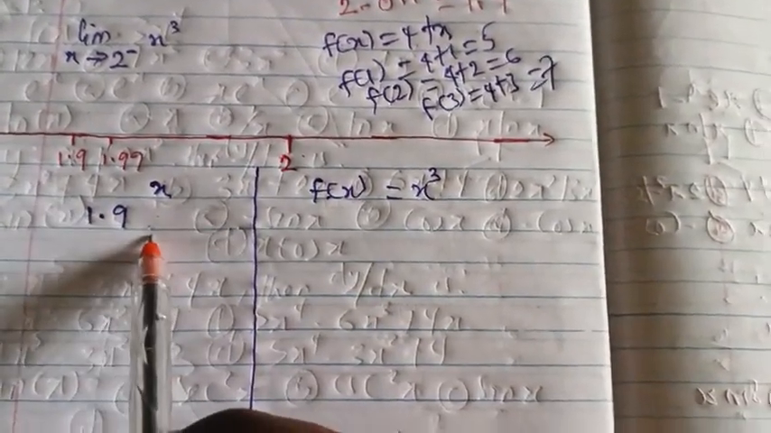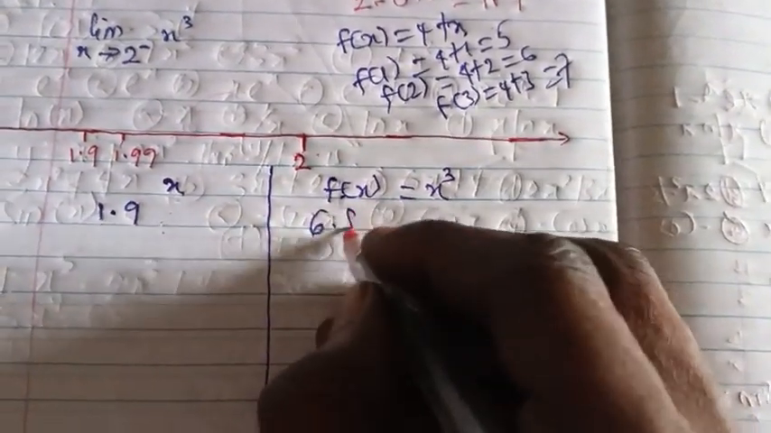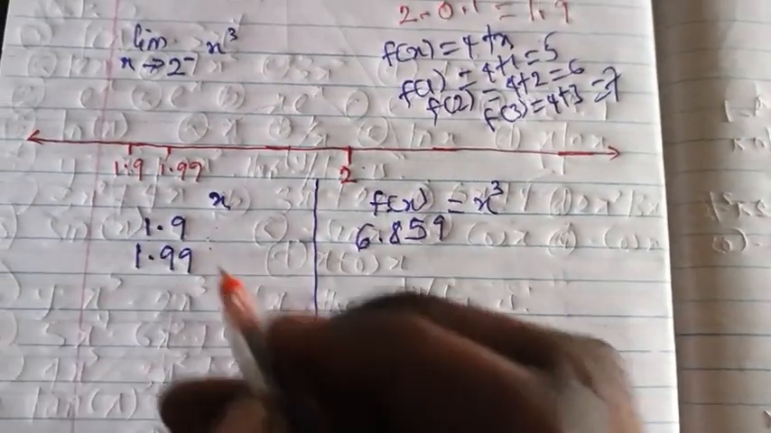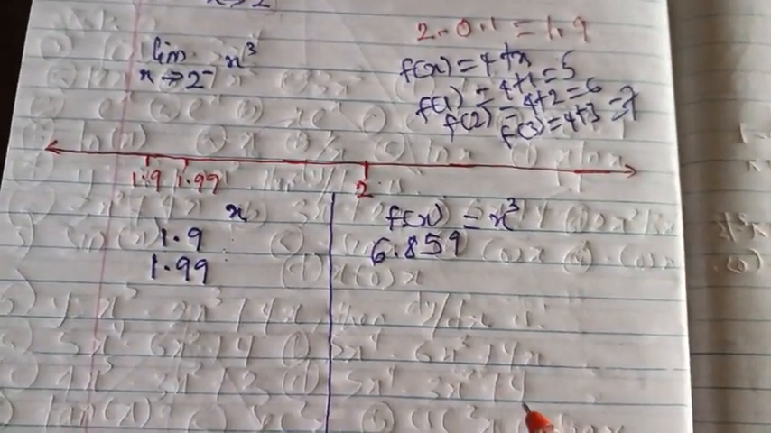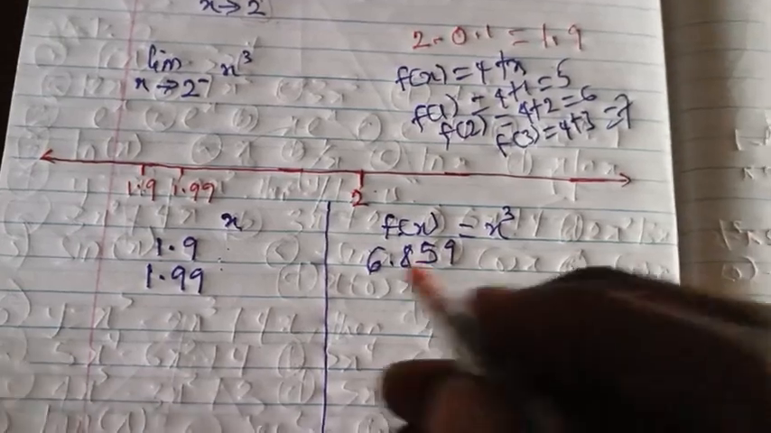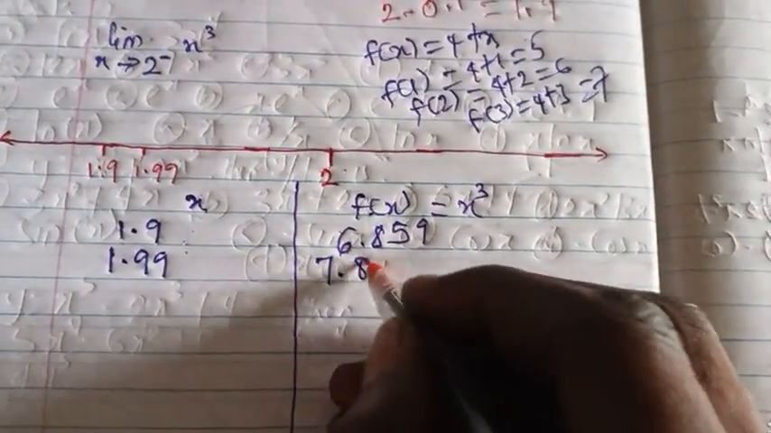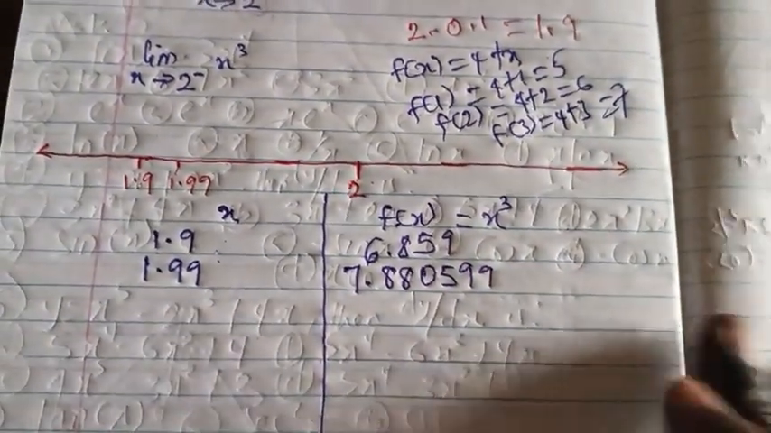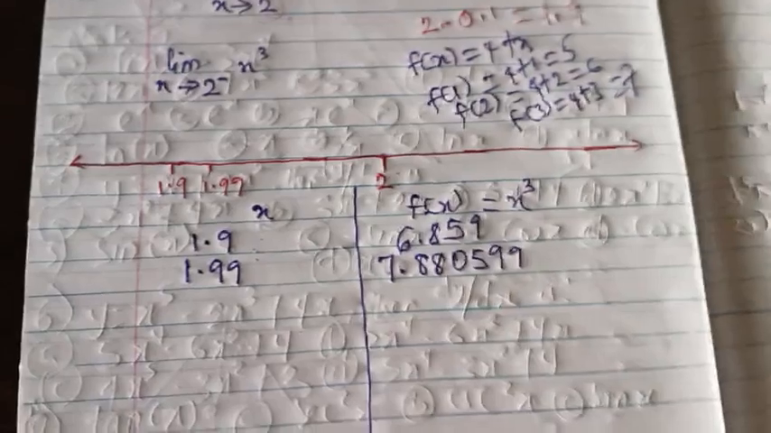So if you cube 1.9, you should get 6.859. Okay? That's still not a good judgment. Let's continue. How about 1.99, going 0.01 distance? If you cube 1.99, you should get 7.880599. Still not good. Let's take it through a lot of series of tests.